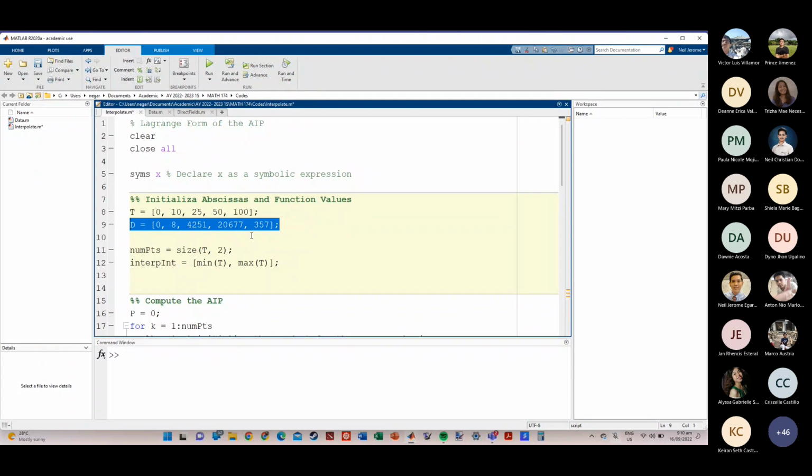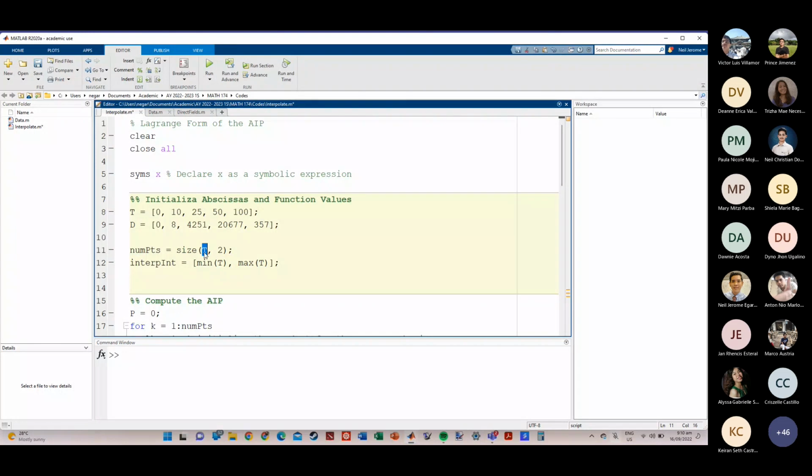So, kailangan ipa-compute natin kay MATLAB ilan yung data points na given. Alright? So, to count that, ang ginagamit ko ay yung size command. Count how many data we have and put that number as num points. Yung num PTS, siya yung variable para sa dami ng data points. Alright? Now, how do I count the number of data points? Kukunin ko yung size of T.